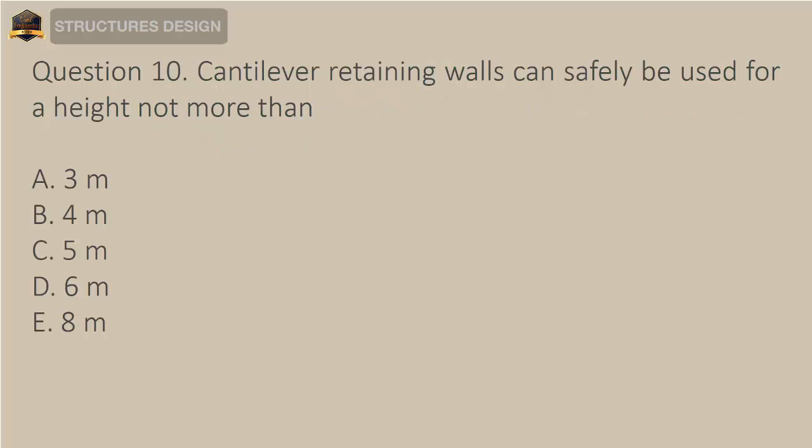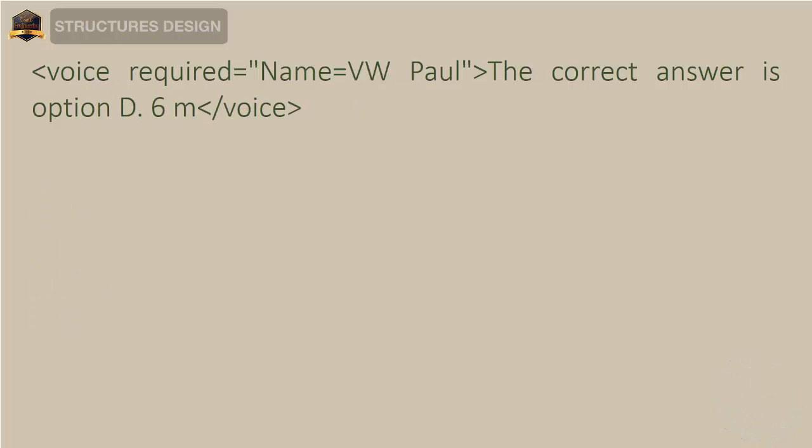Question 10. Cantilever retaining walls can safely be used for a height not more than A. 3 m, B. 4 m, C. 5 m, D. 6 m, E. 8 m. The correct answer is option D.